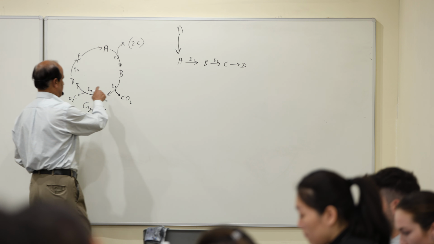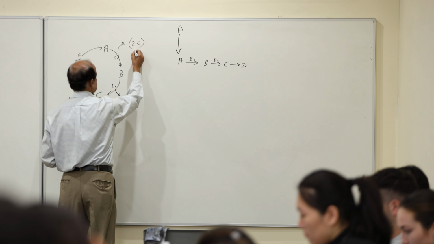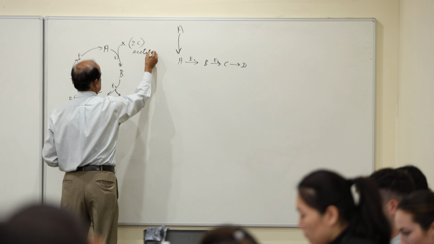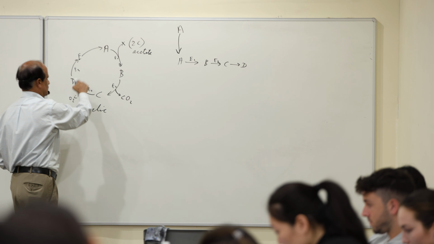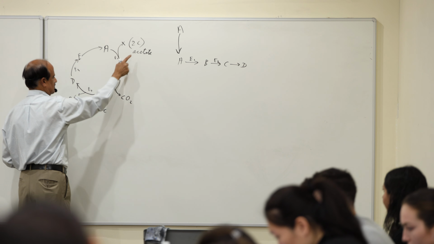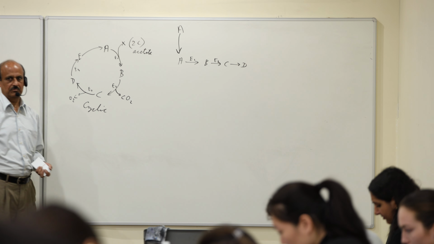In the citric acid cycle, this is acetate. We are going to discuss that in more detail later. The purpose of the citric acid cycle is to convert the 2 carbons of acetate to 2 carbon dioxide molecules.